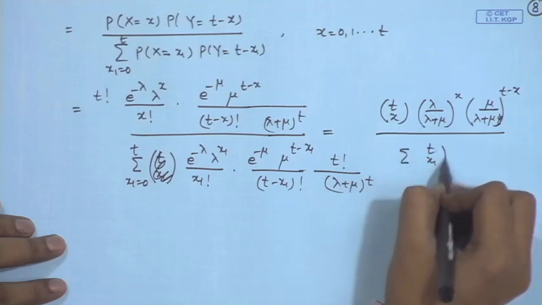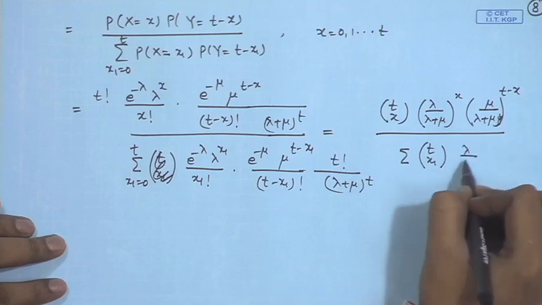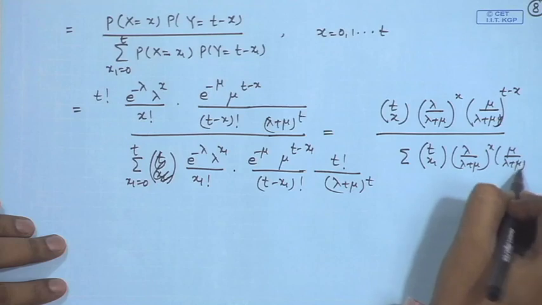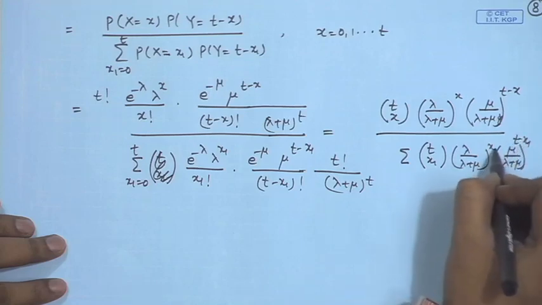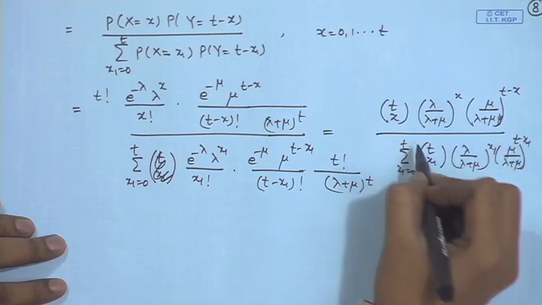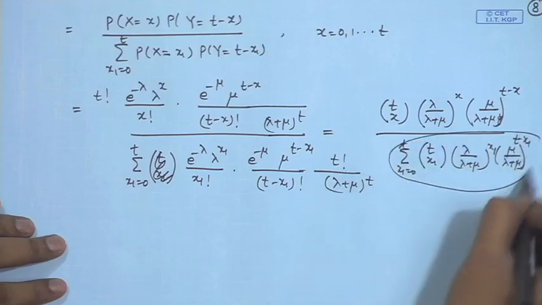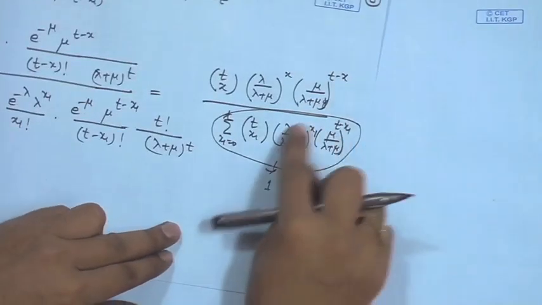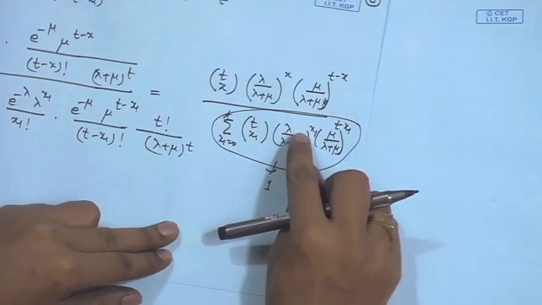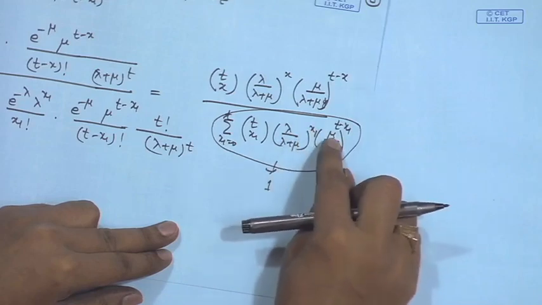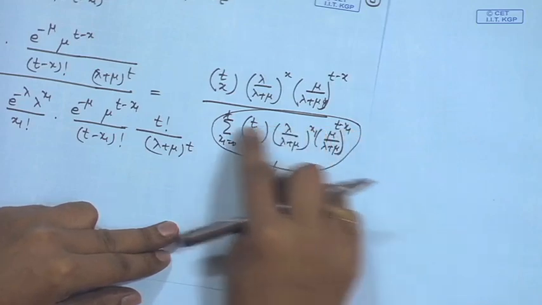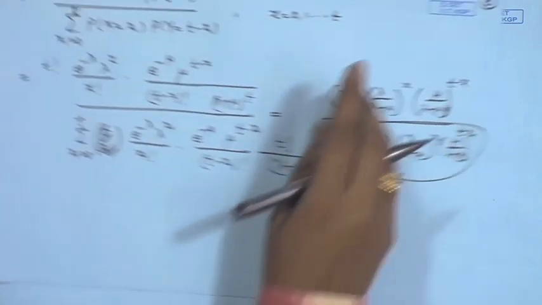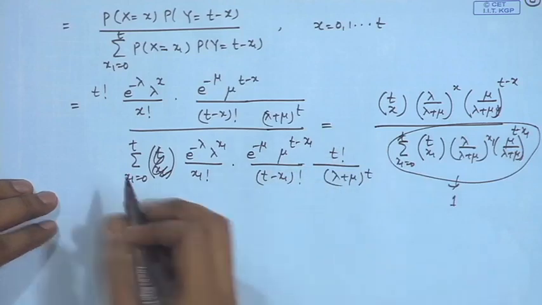and similarly the denominator will give me t c x1, lambda by lambda plus mu to the power x1, mu by lambda plus mu to the power t minus x1, where x1 is from 0 to t. Now, if you notice the denominator here, this is actually equal to 1, because this is nothing but the sum of the binomial terms here. You are getting something like p to the power x and q to the power n minus x here, and sigma n c x from 0 to n. So, this term is 1. So, this is actually reducing to a binomial distribution.